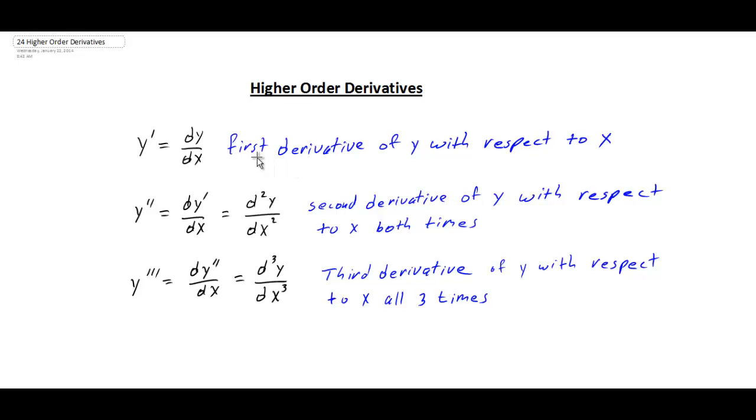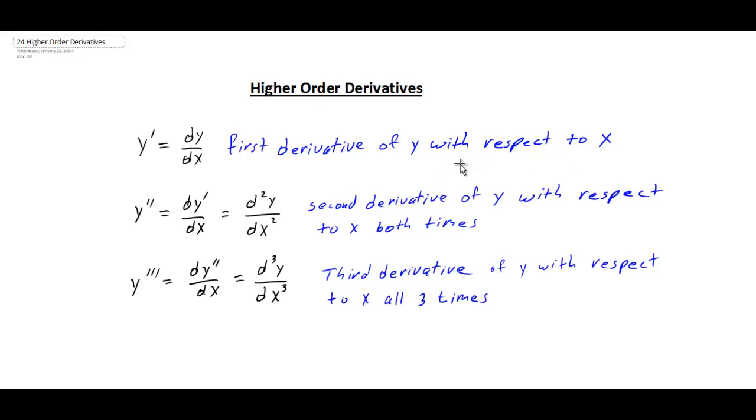Hello and welcome. This video is going to look at higher order derivatives. We've already looked at taking the first derivative of a function, such as y prime, or we could denote that as dy dx, which is the derivative of y with respect to x. So this here is your first derivative of y with respect to x.